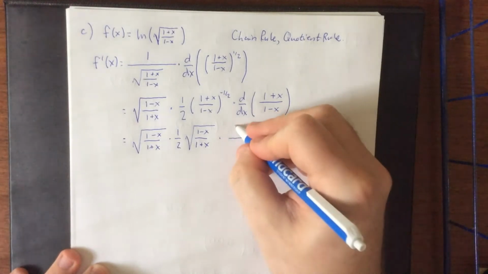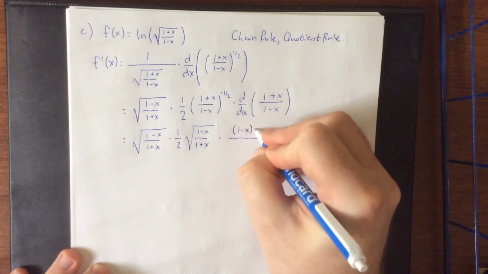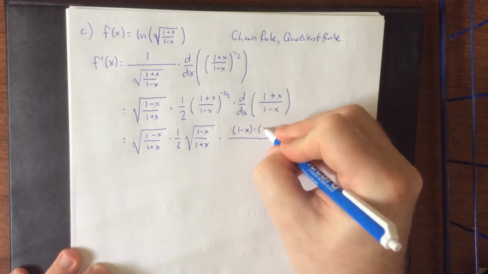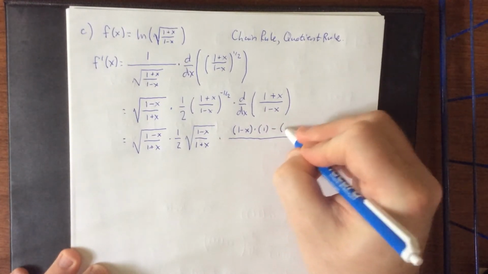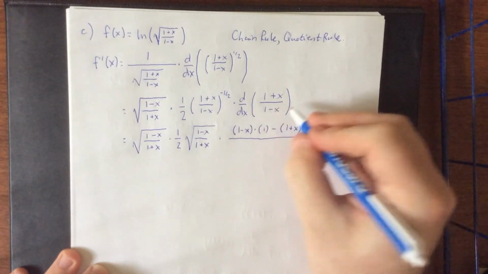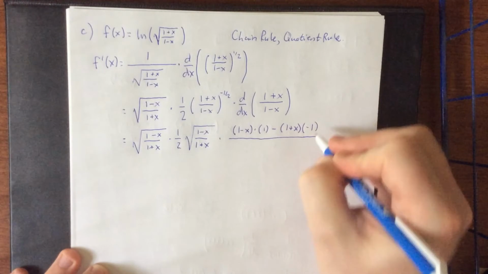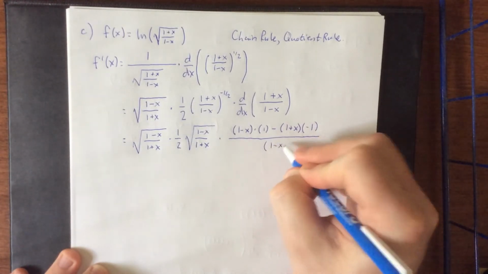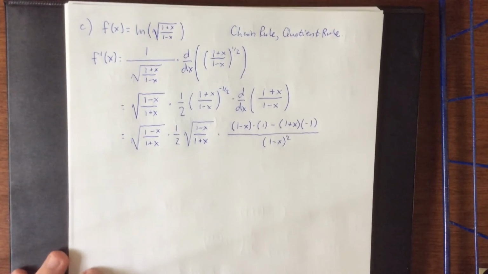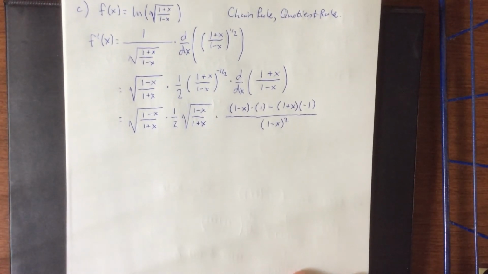Quotient rule says, once again, low d high, the derivative of the numerator will simply be 1, less high d low, derivative of the denominator in this case would be negative 1, over the square of what's below. Now, once again, we find ourselves at a place where all of the calculus is done. Next up is for us to simplify this algebraically.